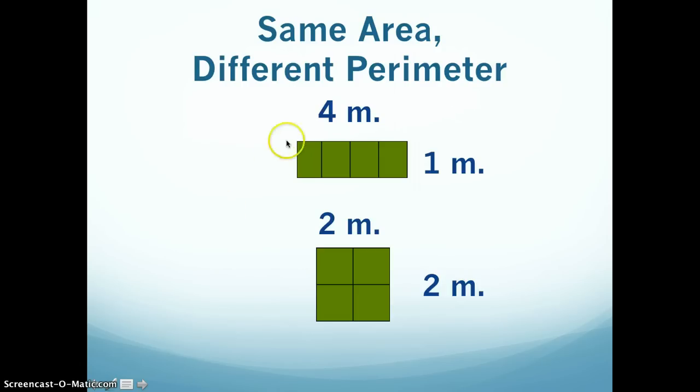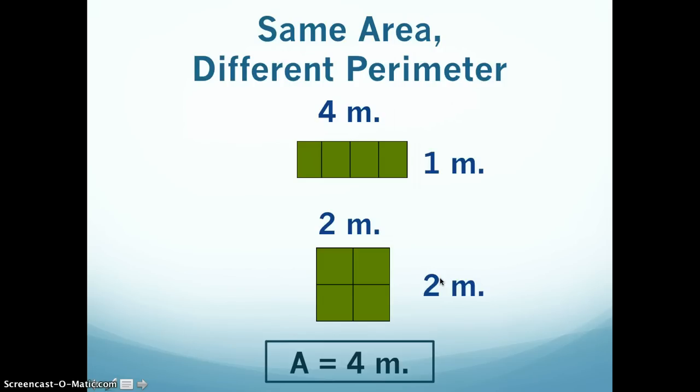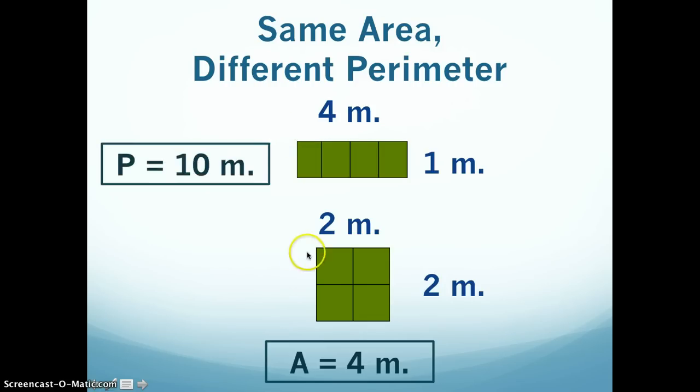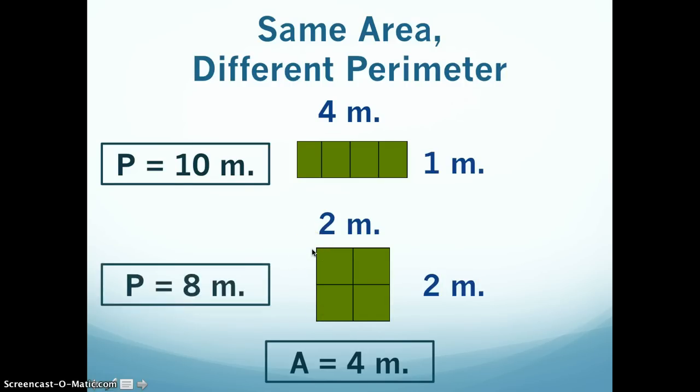Let's try another one. Same area, different perimeter. 4 times 1 is 4, just like 2 times 2 is 4. Your area is the same. However, when we add the outside lengths, 4 plus 1 plus 4 plus 1, and 2 plus 2 plus 2 plus 2, we have very different perimeters or outside fencing.